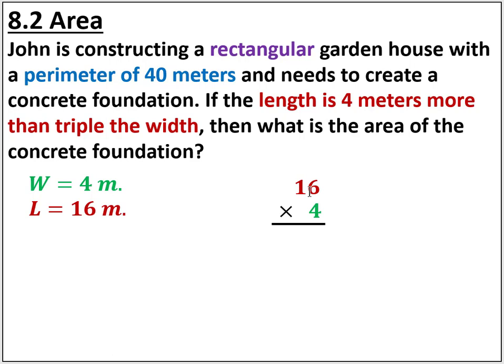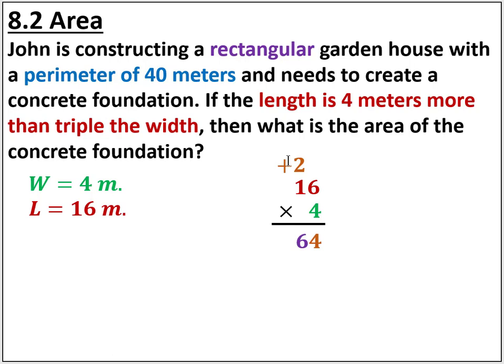I'm going to start with 4 times 6. 4 times 6 is 24. So I'm going to bring down the 4 and carry the 2 above the 1. Next, I'm going to do 4 times 1. 4 times 1 is 4. Then I add 2 to it, which is 6. So I bring down the 6. Now I've finished multiplying and my answer is 64. So my area, and we were looking for area, is 64.